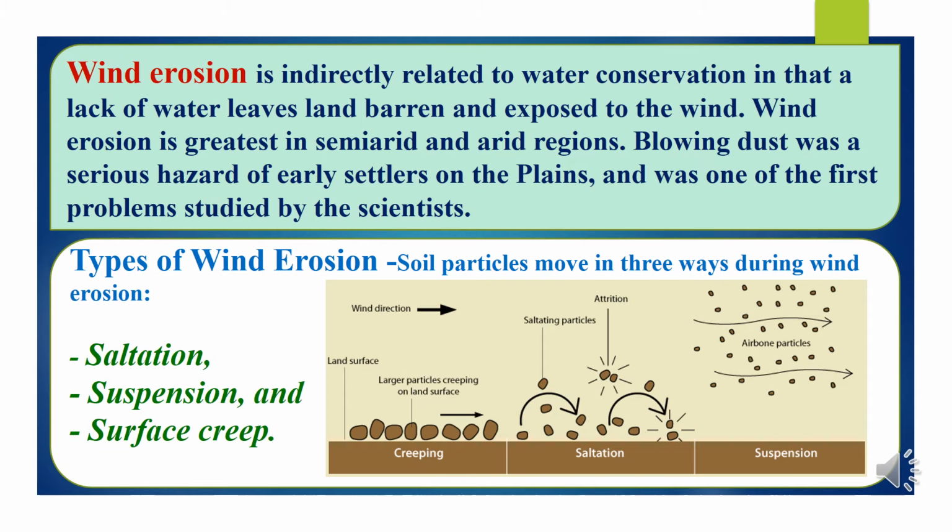Wind erosion is indirectly related to water conservation in that a lack of water leaves land barren and exposed to the wind. Wind erosion is greatest in semi-arid and arid regions. Blowing dust was a serious hazard for early settlers on the plains and was one of the first problems studied by scientists. There are various types of wind erosion, where the soil particles move in three ways: saltation, suspension and surface creeping. We will discuss each in the next slides.